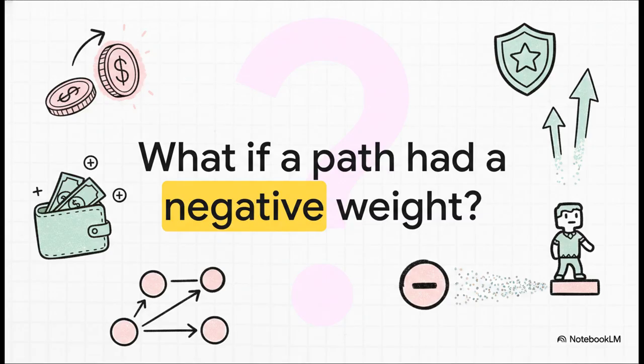Think about it. Maybe it's a financial network, and one transaction actually makes you money. Or maybe it's a game, and taking a certain path gives you a huge power-up. Suddenly, you're in the world of negative weights. And trust me, that completely breaks all the simple rules.